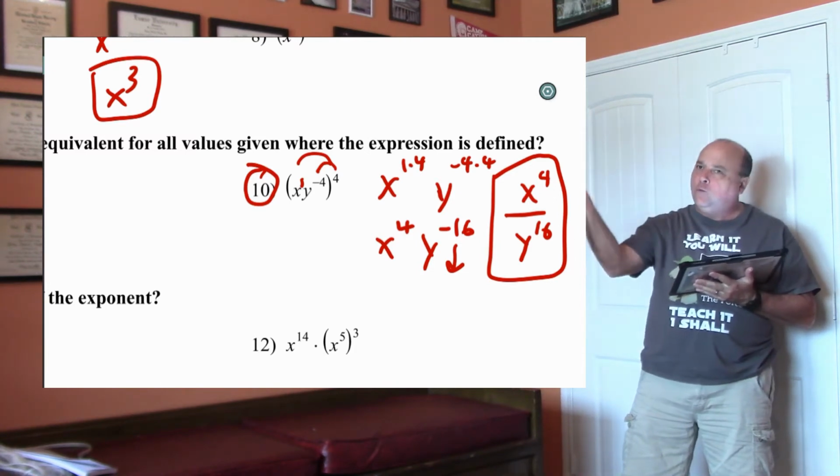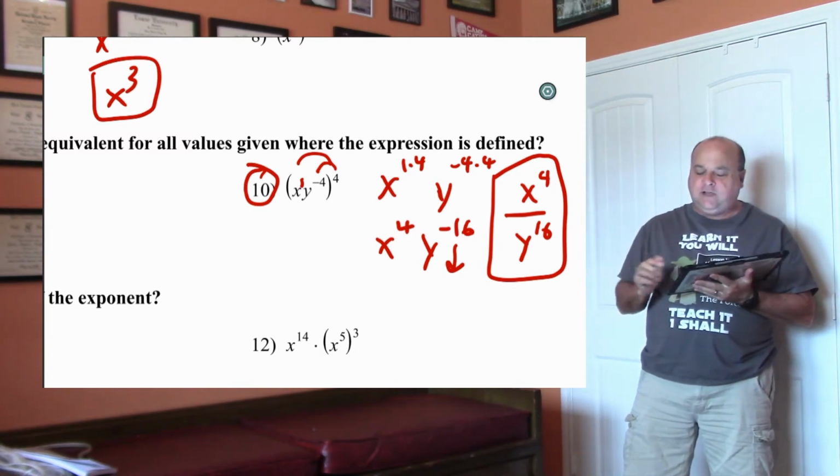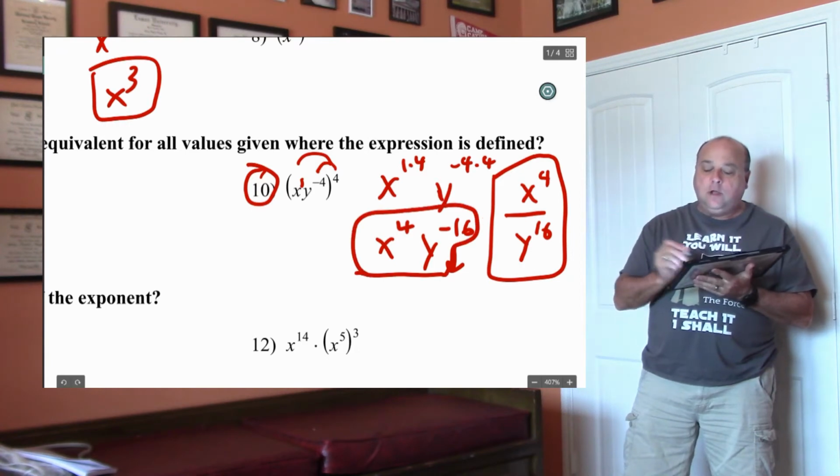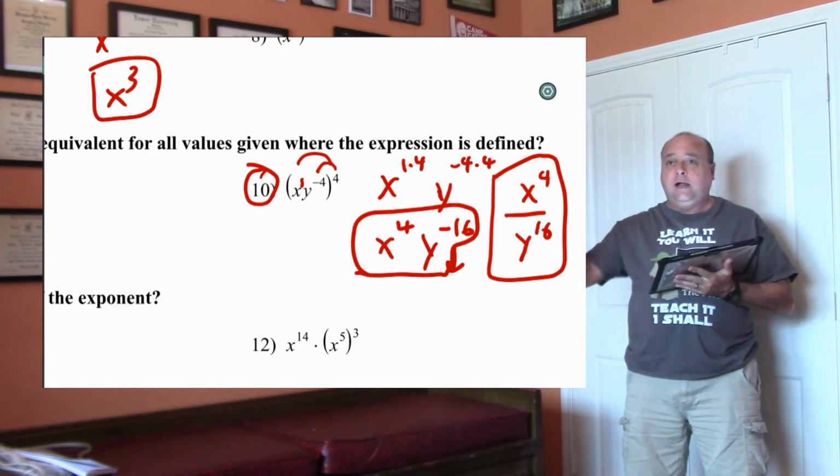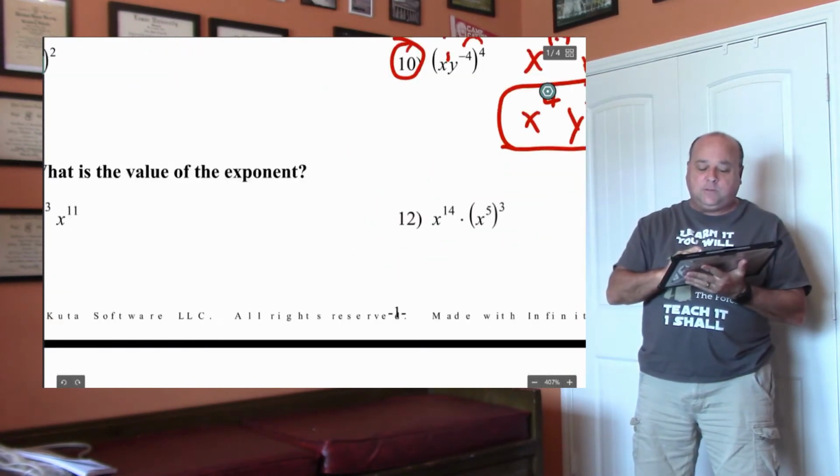In Algebra 1, we're trying to simplify without a negative exponent. This right here could be an answer choice on your SAT though. Both are acceptable. In Algebra 1, try to get rid of the negative exponents.